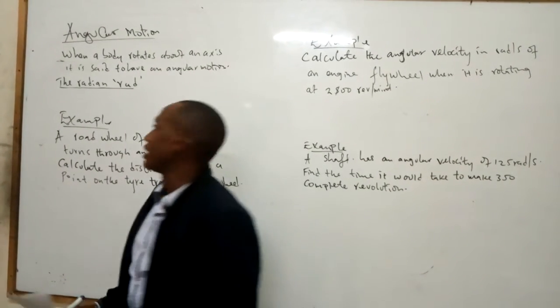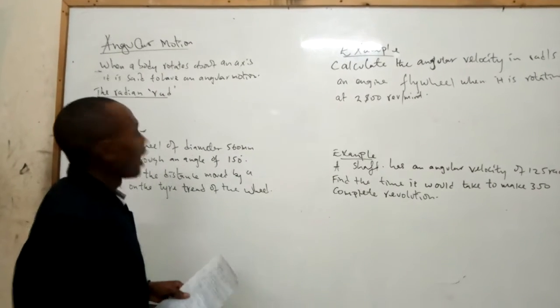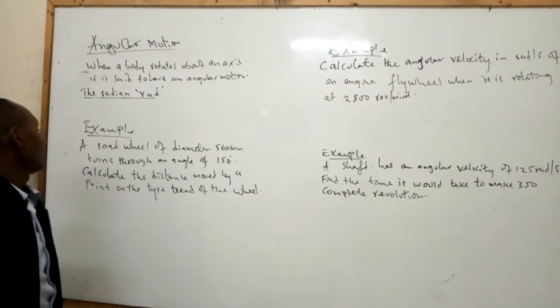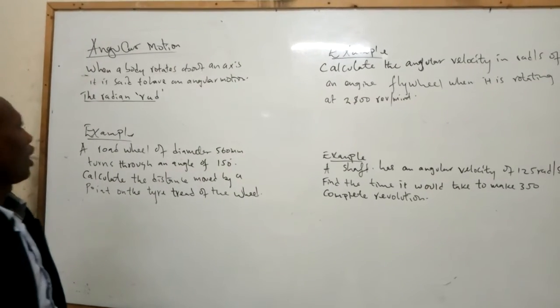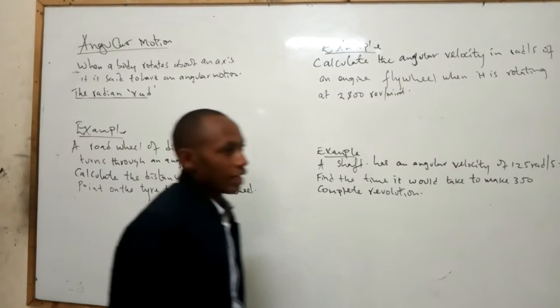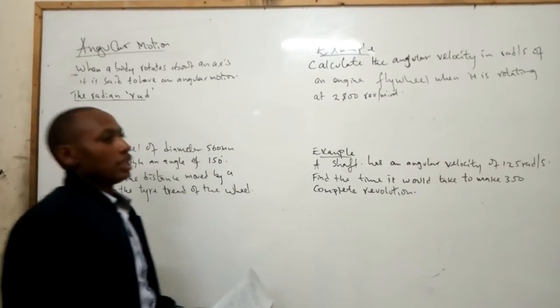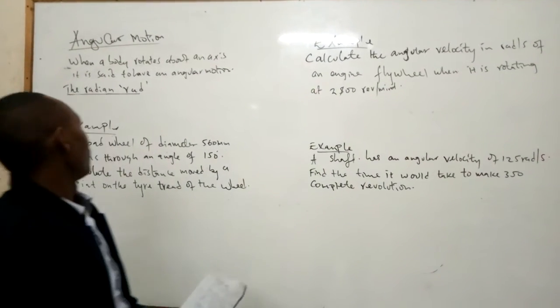We shall be discussing angular motion. We say when a body rotates about an axis, it is said to have an angular motion, like a shaft or a disc. Once it is rotating, we say that it possesses an angular motion.